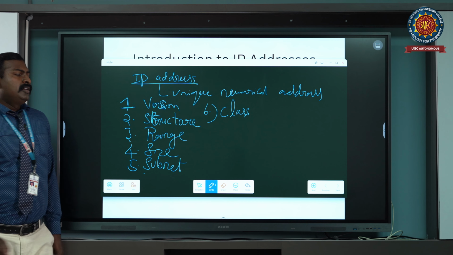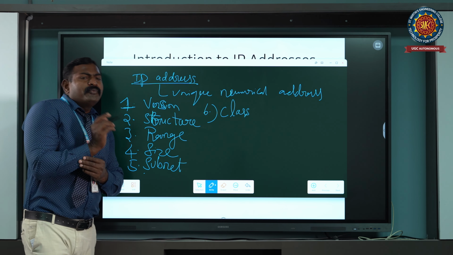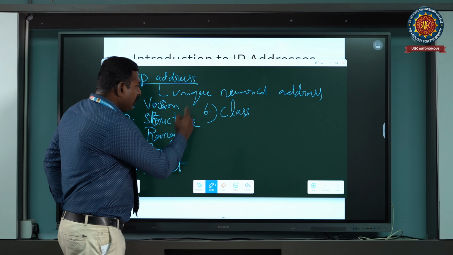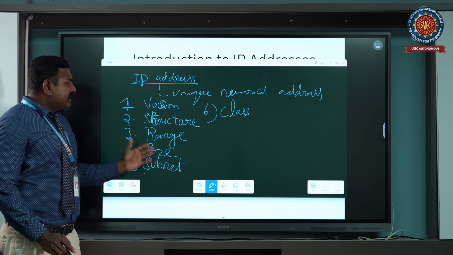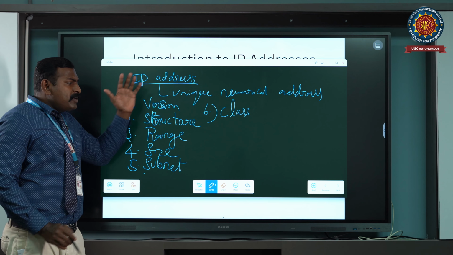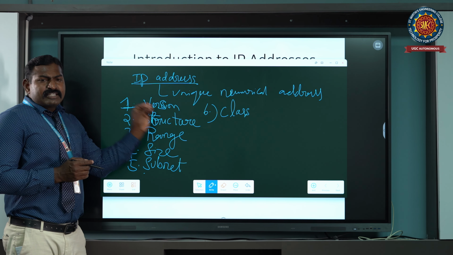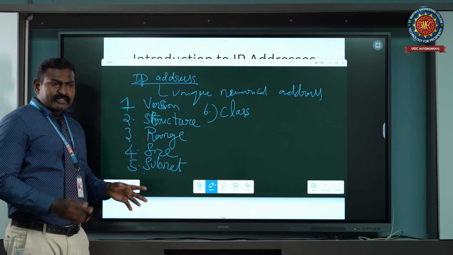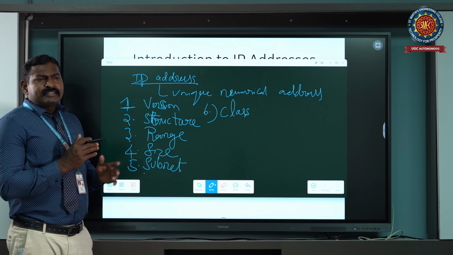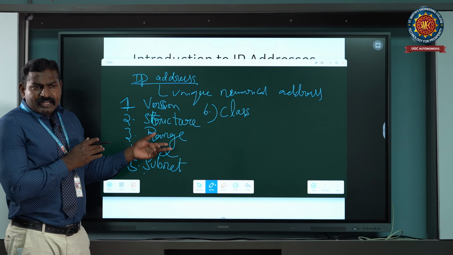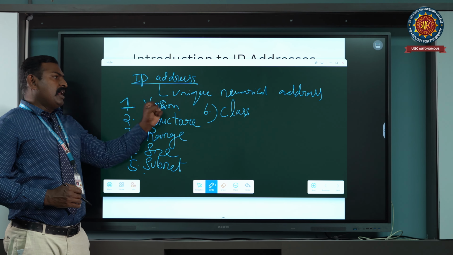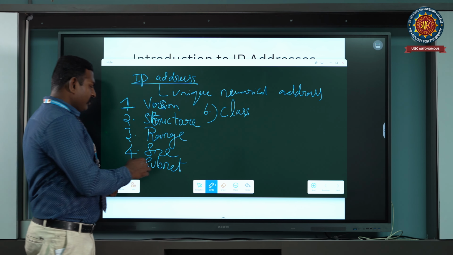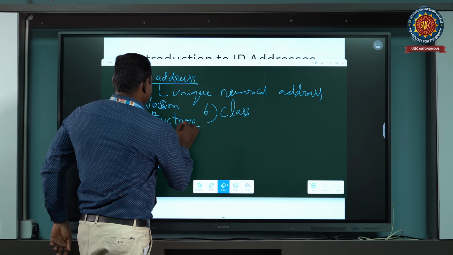Now, what about version? These are all the 6 major things. According to these 6 major things, the IP address will be generated for our device. The device that is connected to the internet compulsorily should have a particular number. That number is called IP.